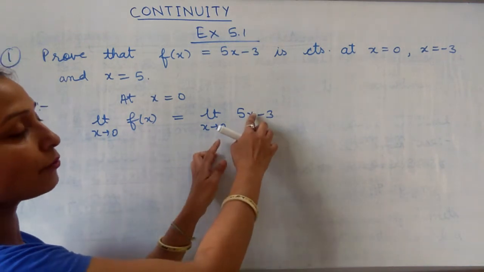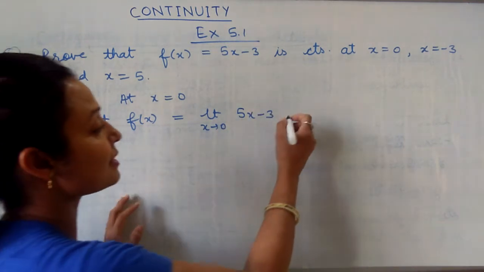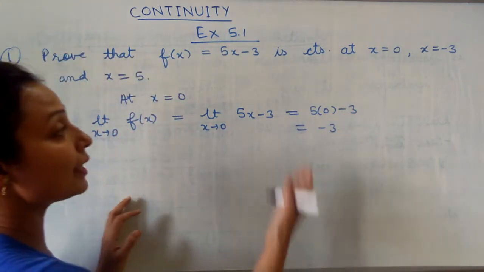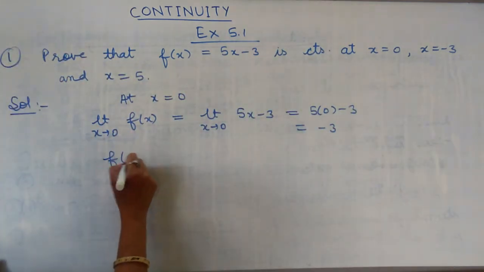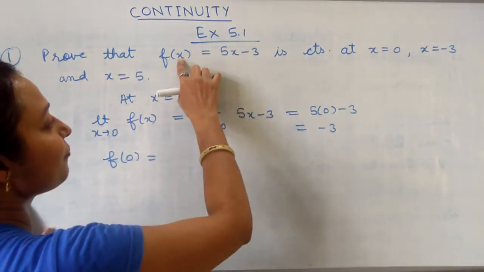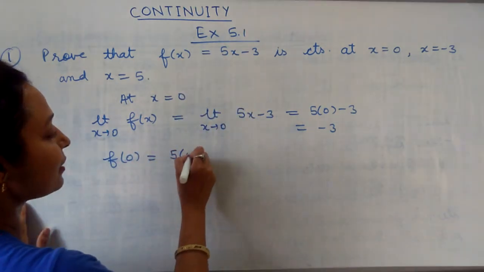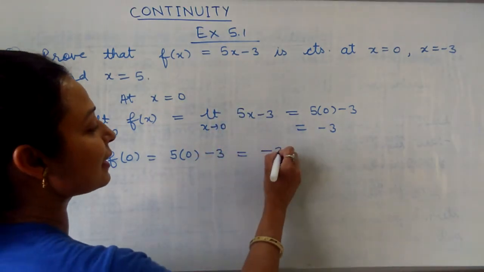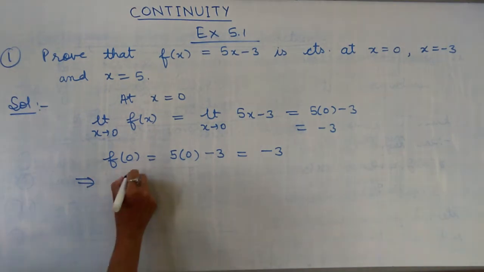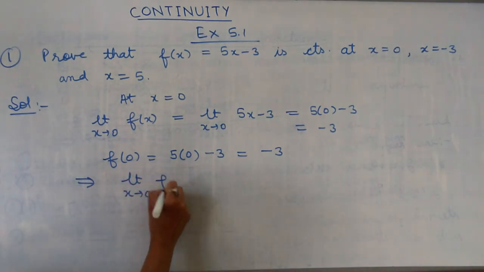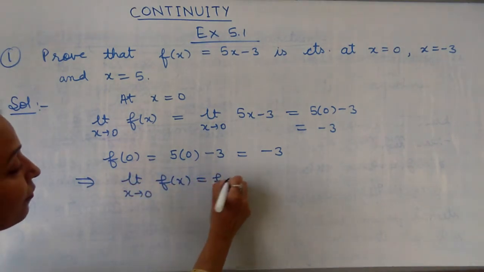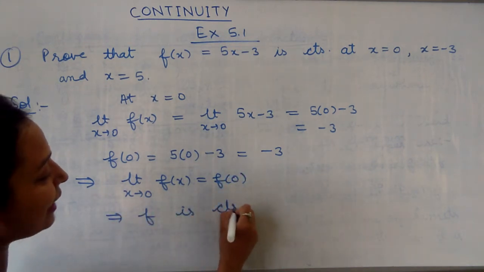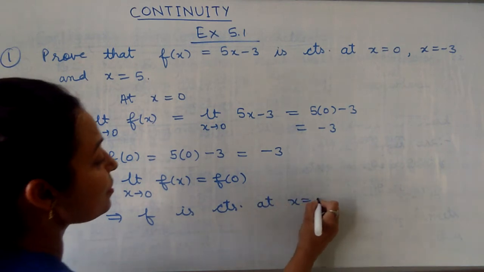When I put the value of x, that is 0, in the limit, that is 5 times 0 minus 3, that will equal minus 3. Now I directly put the value f of 0. When I directly put f of 0 here, 0 comes along with 5 in place of x minus 3, that is 0 minus 3, again minus 3. This implies limit x approaches 0, f of x is equal to f of 0. That means f is continuous at x equals 0.